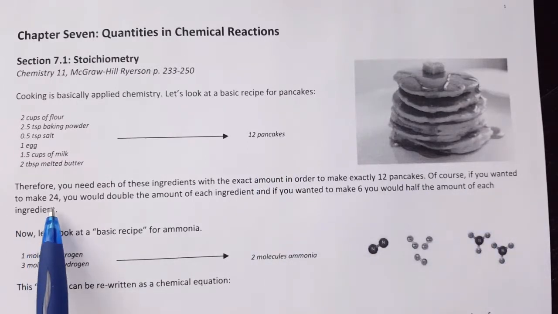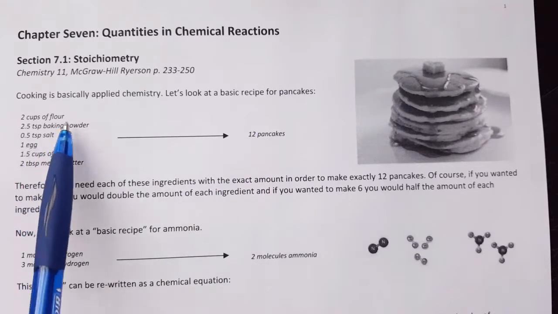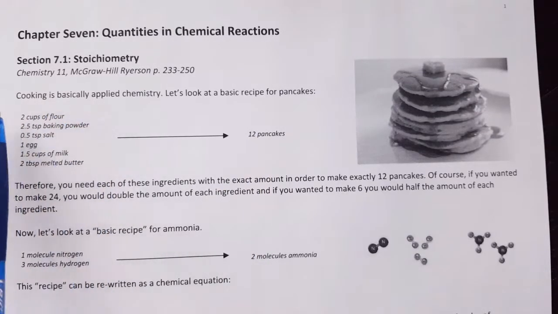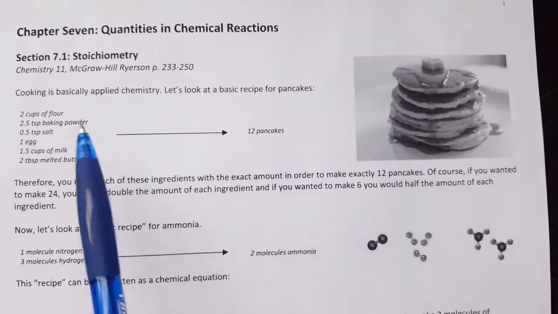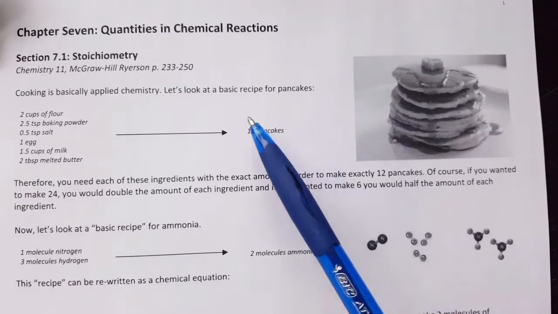Of course, if you wanted to make 24, if you want to double the number of pancakes, you'd obviously have to double the amount of each ingredient. If you wanted to just make 6, then you'd have to take each ingredient and divide it by 2. So how cooking is like chemistry is that each of these things together react and make 12 pancakes.